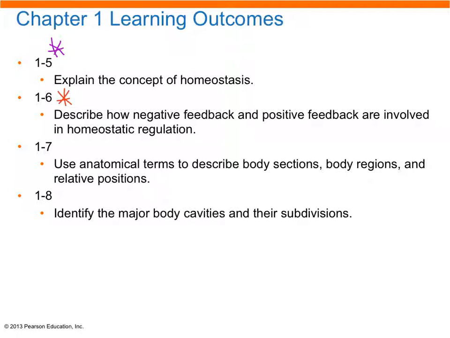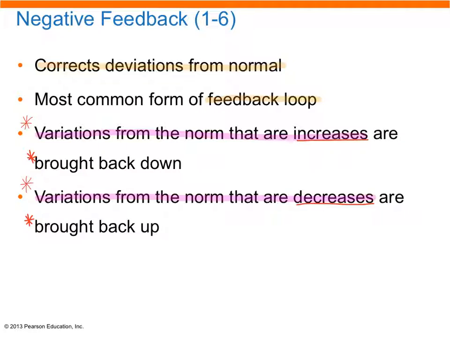Today we're going to discuss and describe negative feedback and positive feedback and how they're involved in homeostatic regulation. The way negative feedback works, it corrects deviations from normal. The most common form is a feedback loop. An example would be variations from the norm that are increases are brought back down, or variations from the norm that are decreases are brought back up.